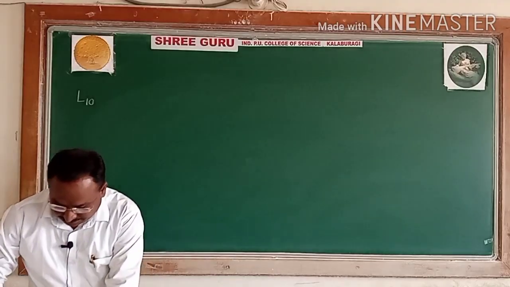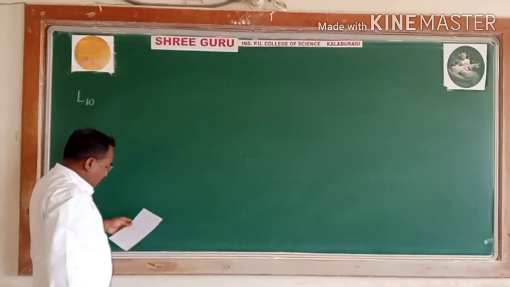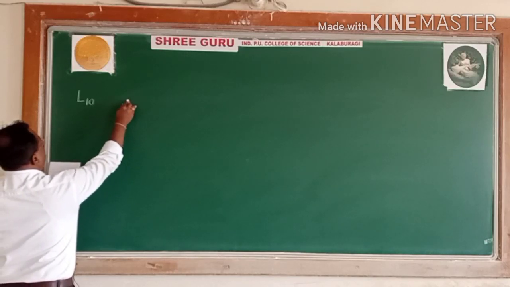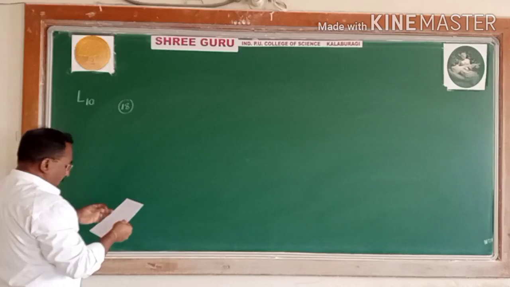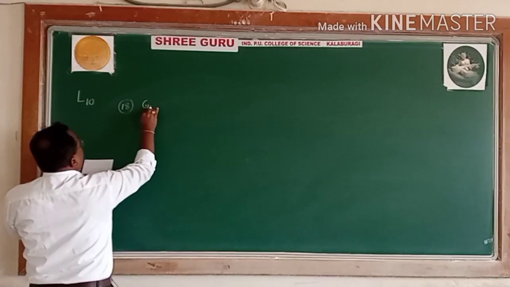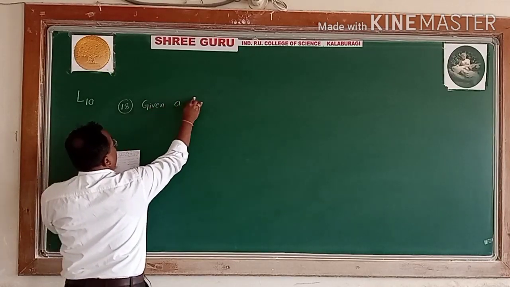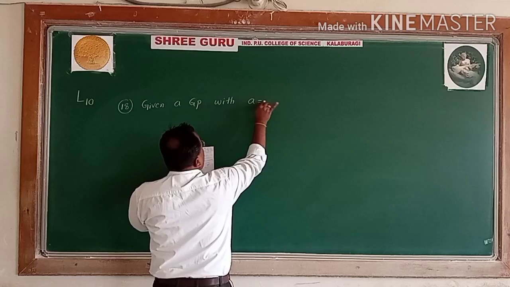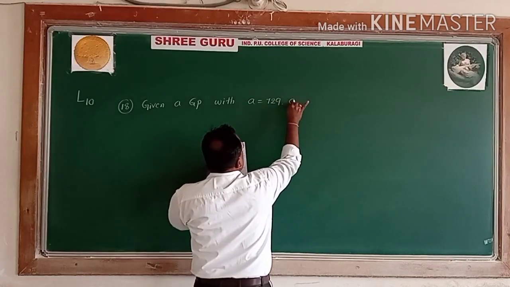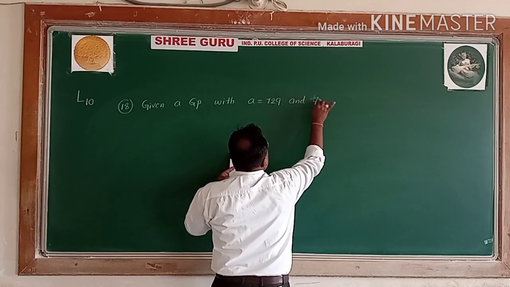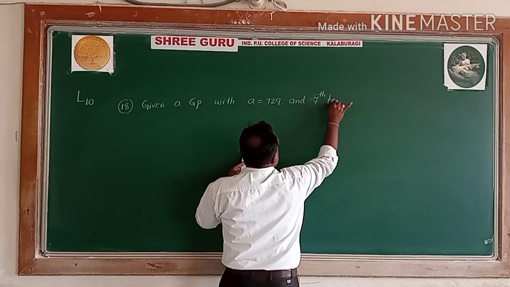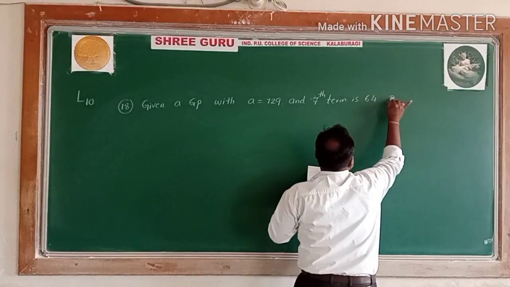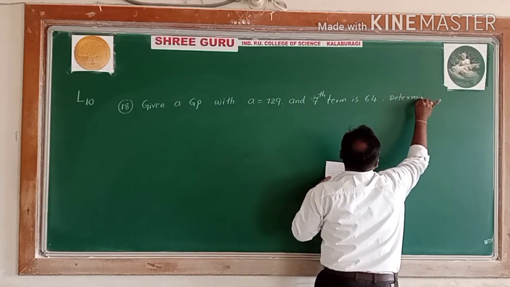Next, example number 18. Given a GP with A is equal to 729 and seventh term is 64, determine S7.